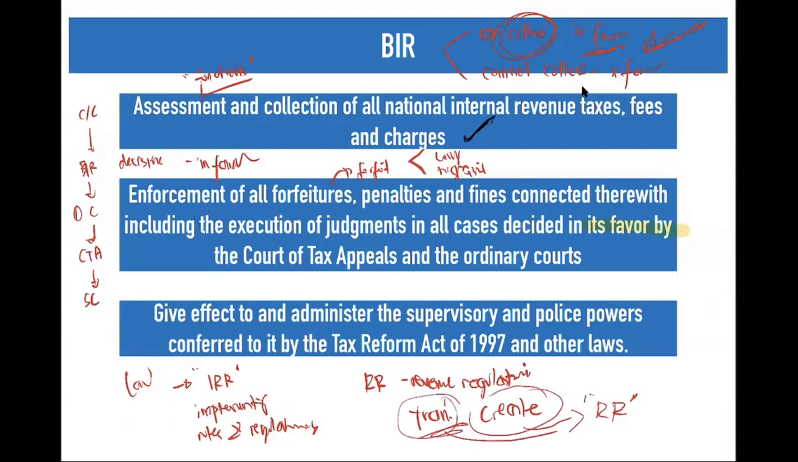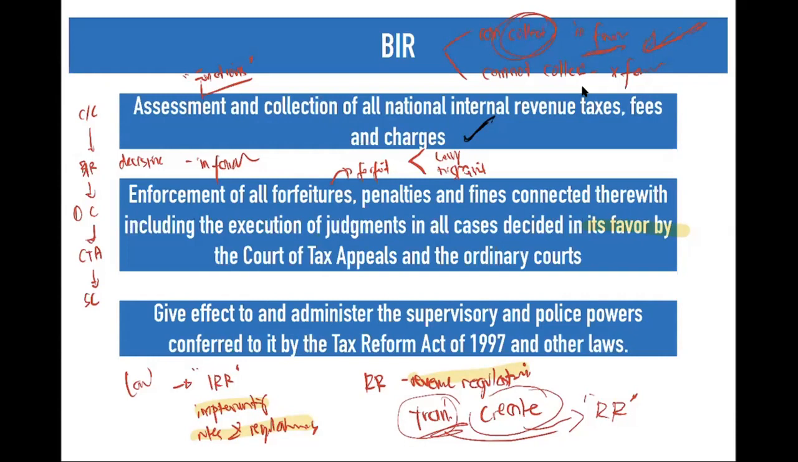So generally, administrative agencies which are tasked on a particular law need to provide an IRR for it. The general term is implementing rules and regulations, but for the BIR we call them revenue regulations, or RRs. So if you hear revenue regulations, they are interpretations of the law to give effect to and administer the law on particular acts.